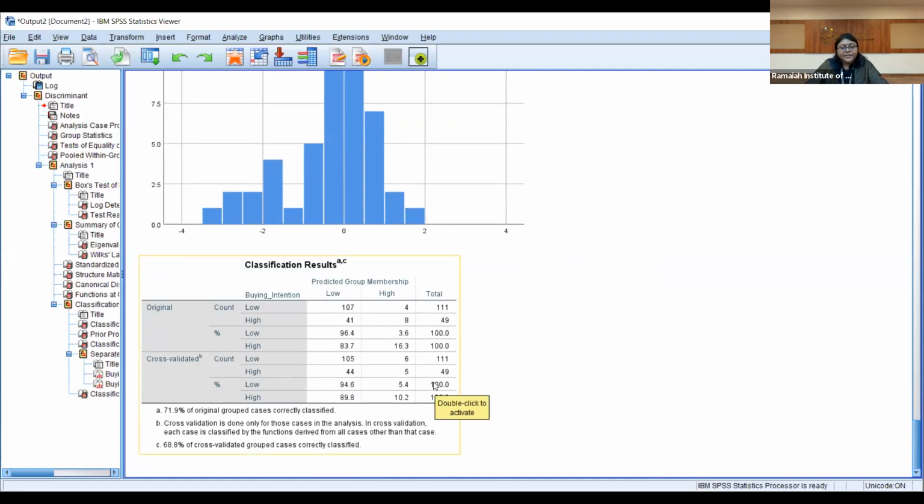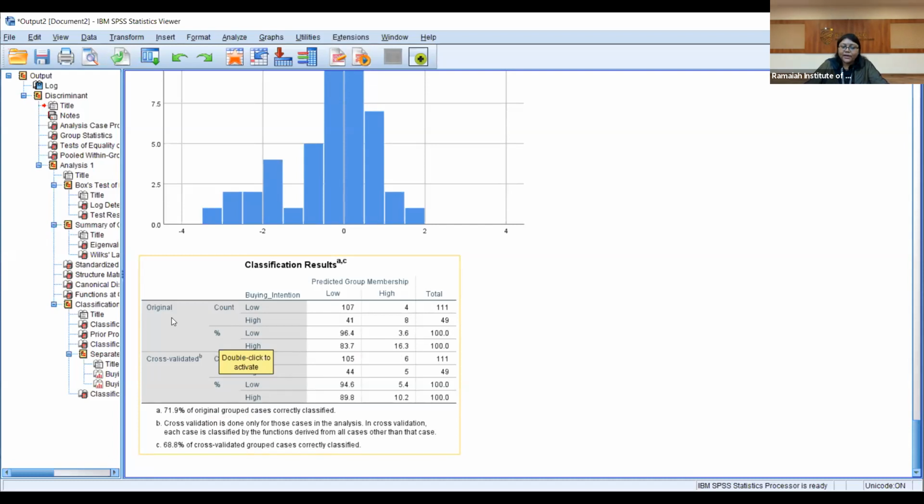Now this is the last table in discriminant analysis, which is very, very important. That is your classification results. In this table, it will tell you what the percentage is. In the first line, 71.9% of the original grouped cases are correctly classified. That means out of 100%, only 71.9% of this grouping is authenticated. If this value is more, that means we are having a good classification. The first two lines are on the count, and the second is on percentage.